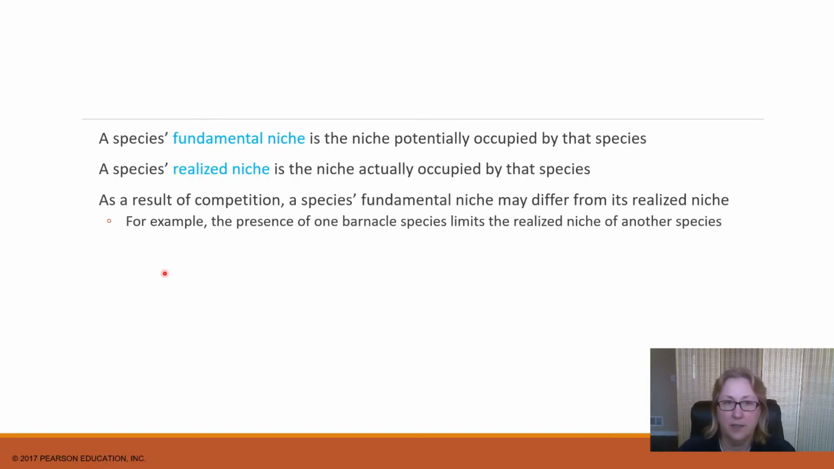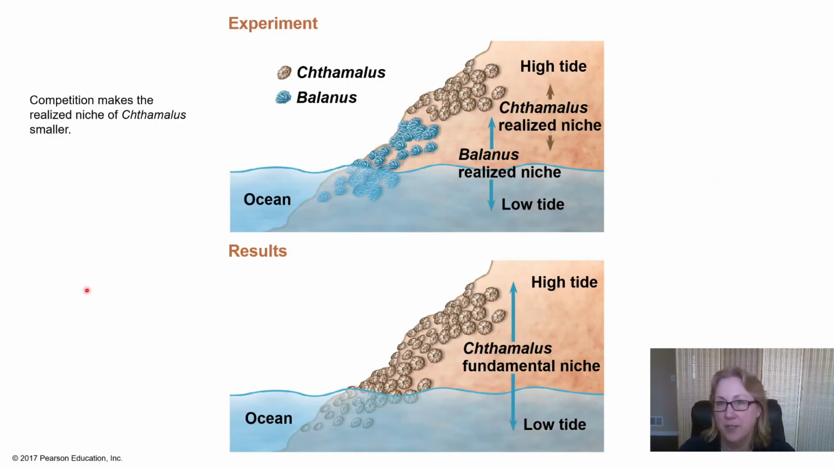So for a species niche, the fundamental niche is the niche that a species could occupy with no competition. So if we removed all the competition from other species that might have an overlapping niche, the fundamental niche is the total diversity of the niche that this species could occupy. The realized niche is what it actually occupies when there's competition from related species or from species that might compete for the same resources. And there's been some interesting experiments done with this.